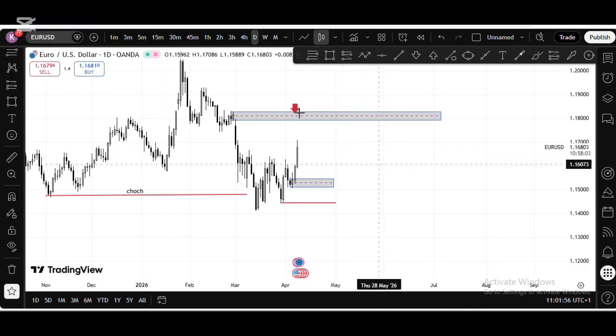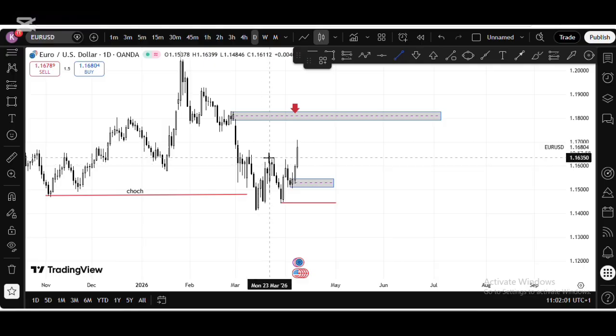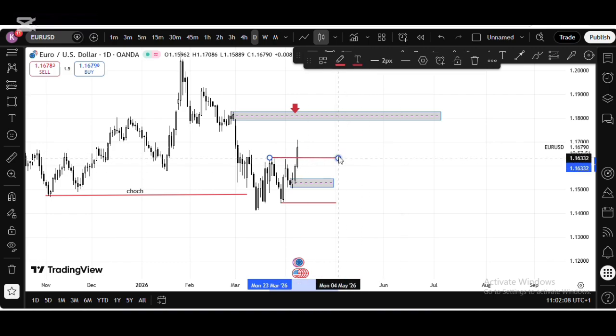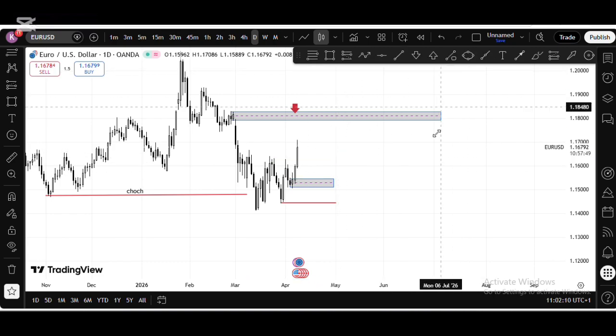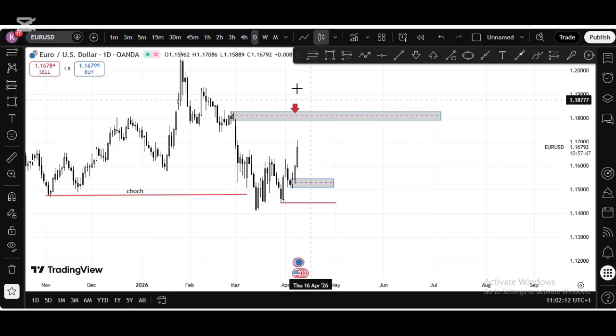And then this is the high. The high has been taken out, which has shown us that the direction of the market is going up. The high has been taken out, while the low has not been taken out. So now we'll switch to the 4 hour time frame.